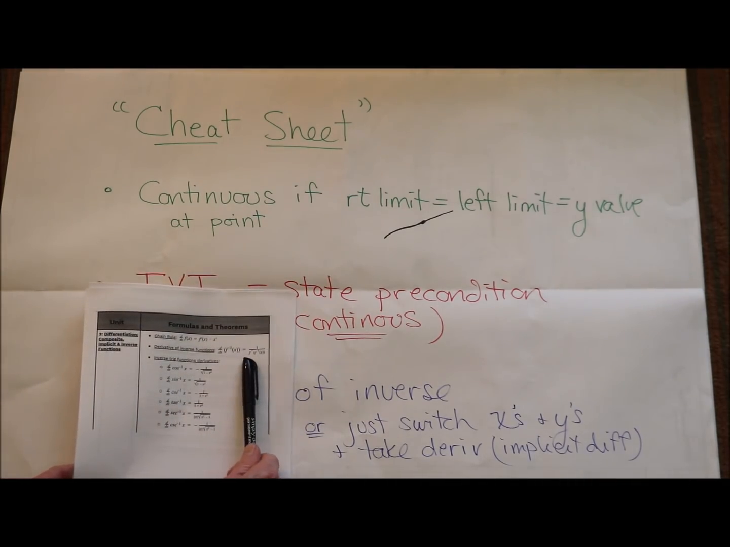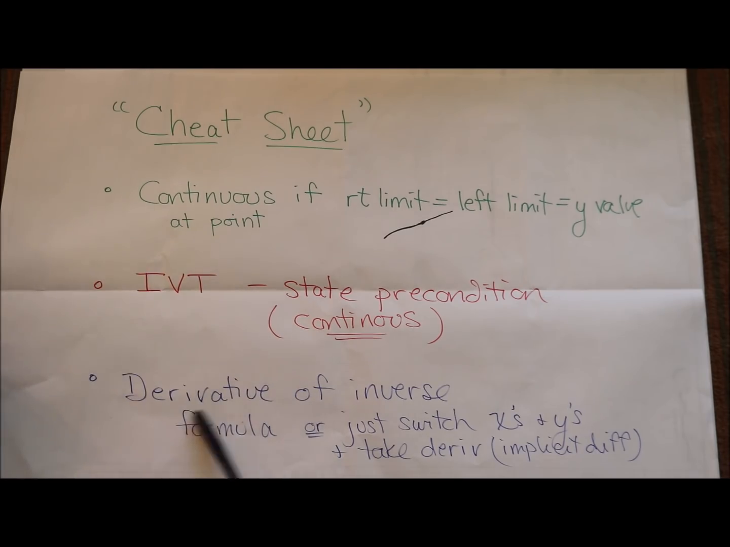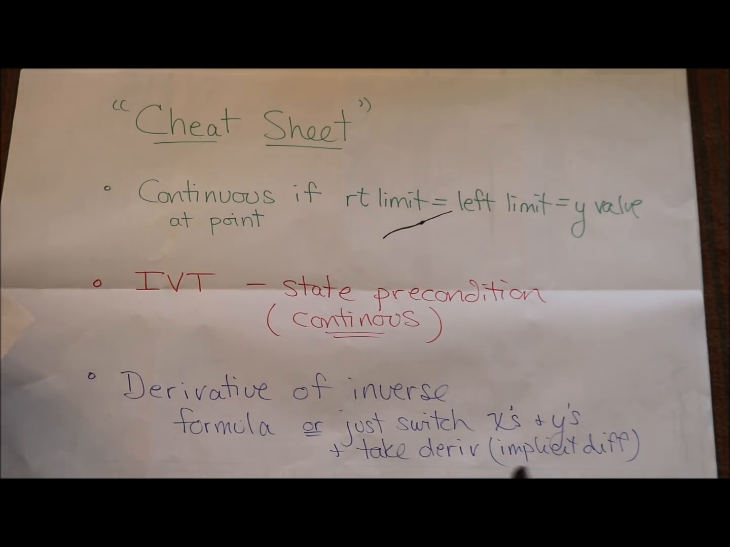Derivatives of inverse functions. We haven't done that for a while. If you recall, there is a cool formula for finding the derivative of an inverse. But I think the easiest way to find the derivative of an inverse is just to switch the x's and the y's. In other words, write the inverse, and then take the derivative of that using implicit differentiation, dy dx.